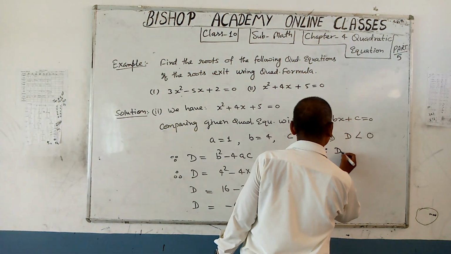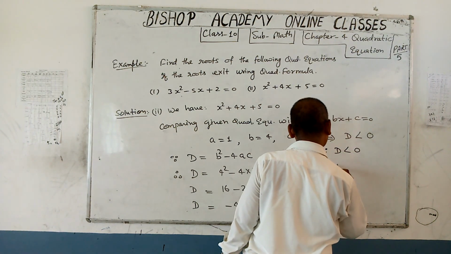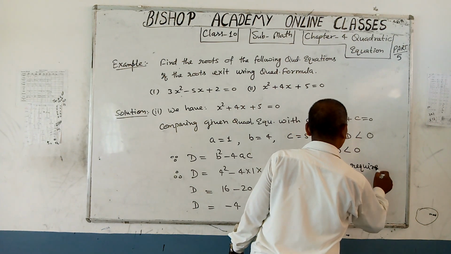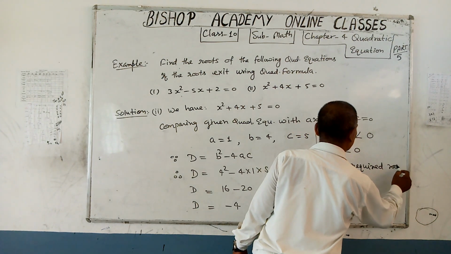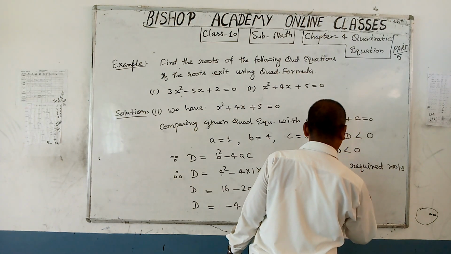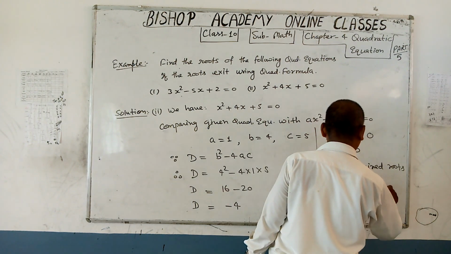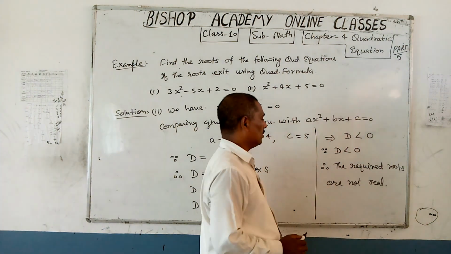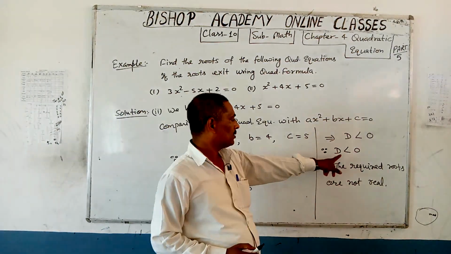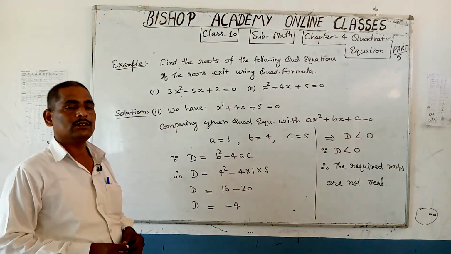Since D is less than 0, hence the required roots are not real. The required roots are not real because your discriminant D is less than 0.